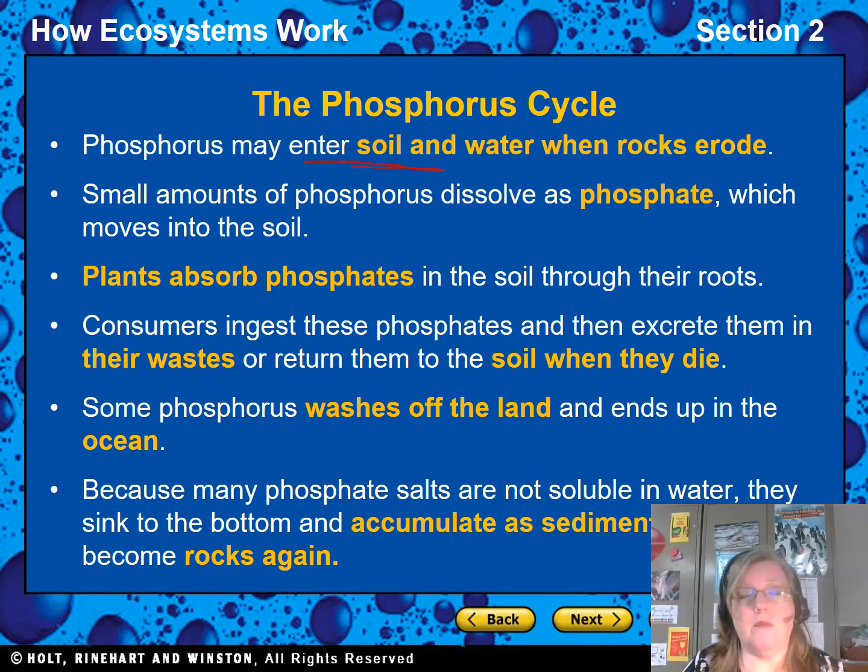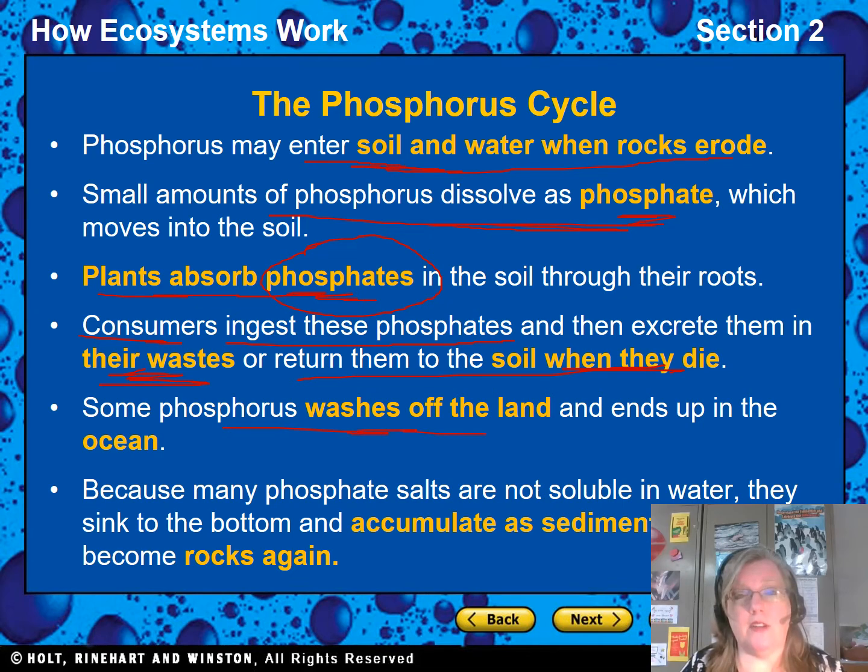The phosphorus can enter the soil and the water when the rocks erode. Small amounts of phosphorus are going to dissolve into phosphate, which moves into the soil, and that's not real important. But the plants can absorb these phosphates that are in the soil up through their roots. Then the consumers are going to ingest them, and then they're going to excrete them in their wastes. So once the consumers have eaten the phosphates that are part of the plants, they're going to excrete it in the waste and then return it to the soil when they die.